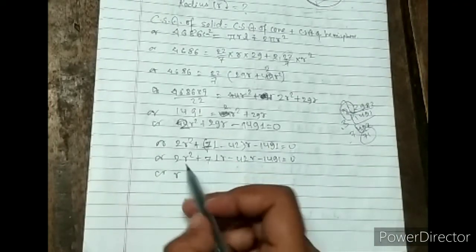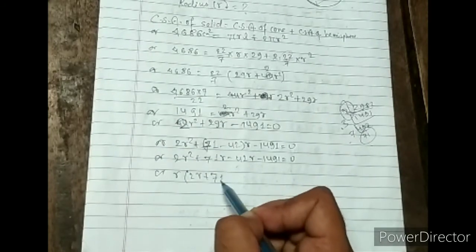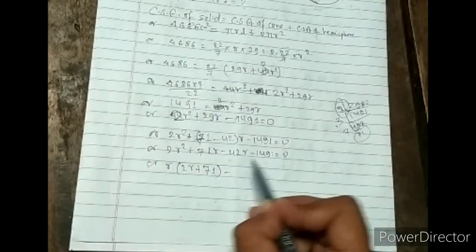From here r is common, so what will be left? 2r plus 71. From here what is common?